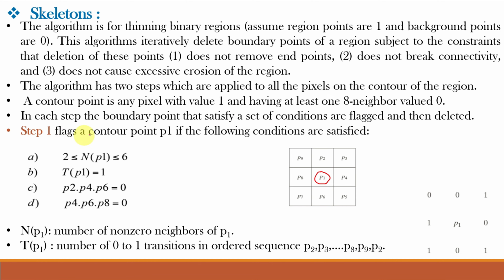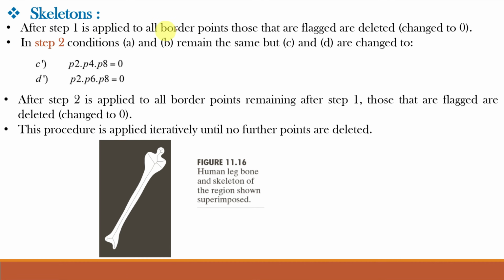In step 1, a point is flagged for deletion if these conditions are satisfied. A, it has at least 2 and at most 6 neighbors with value 1. This means that it is not an isolated or endpoint. B, it has exactly one change from 0 to 1 in the sequence of its neighbors. This means that it is not a corner or a junction point. And at least one of these 3 pairs of neighbors have value 0. That is P2, P4, P4, P6 or P6, P8 have value 0. This means that it is not a part of a thin horizontal, vertical or diagonal line. After step 1 is applied to all the border points, those that are flagged are deleted or changed to 0.